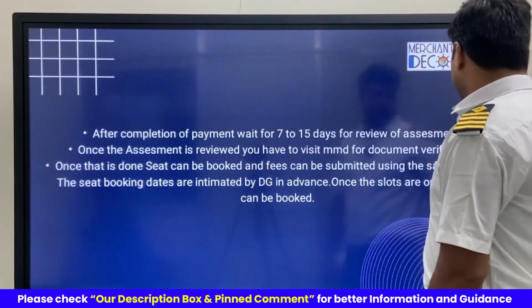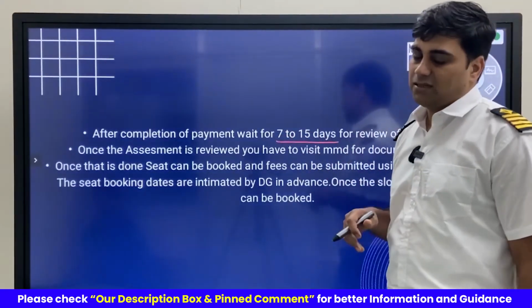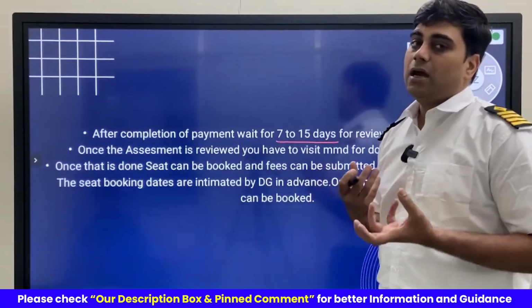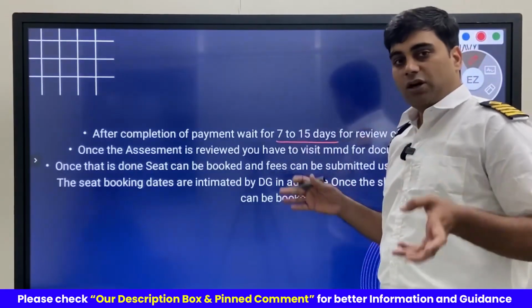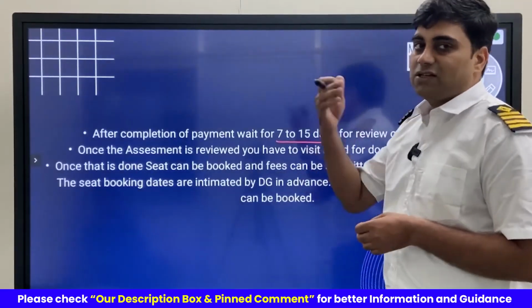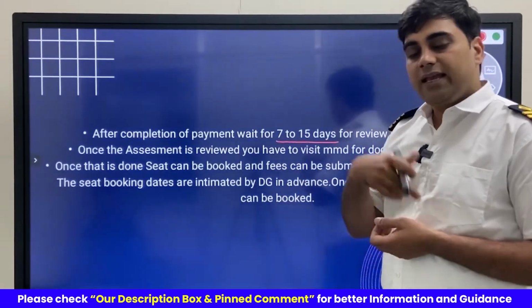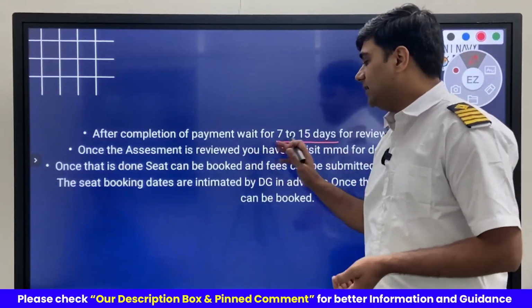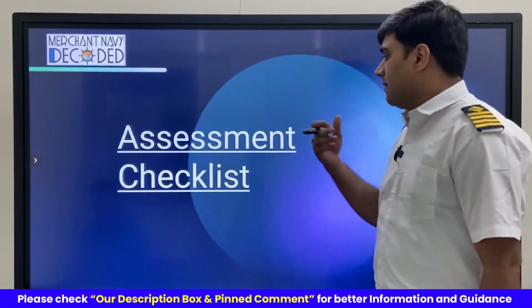Now once we have paid the fees, normally we have to wait for 7 to 15 days. It can take more time also, but depending upon the MMD workload, it could be earlier also. So we will keep checking the application status on our profile itself. Once it shows approved, then only we can apply for any exam, MEO Class 1 or Class 2 or Class 4, right? Then we can simply pay the fees and apply again.